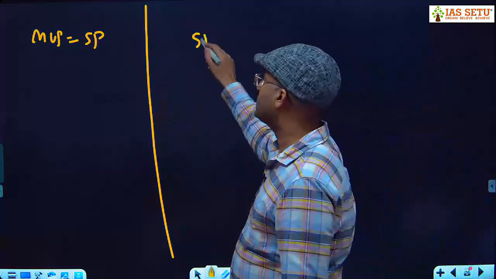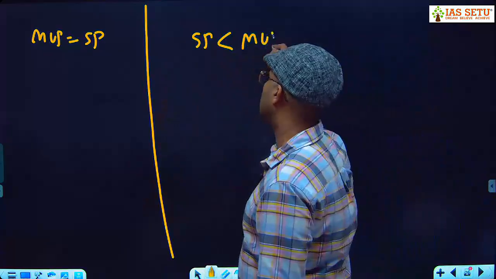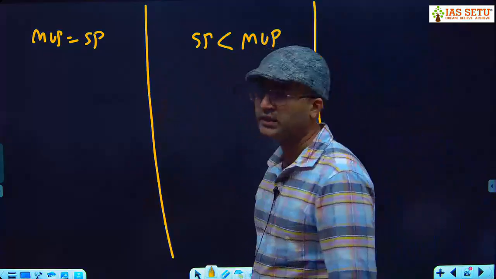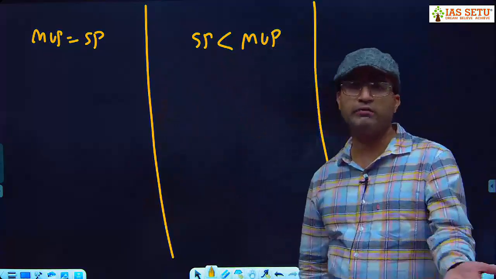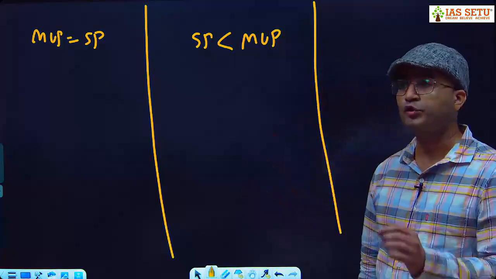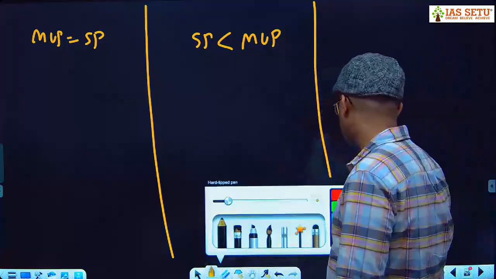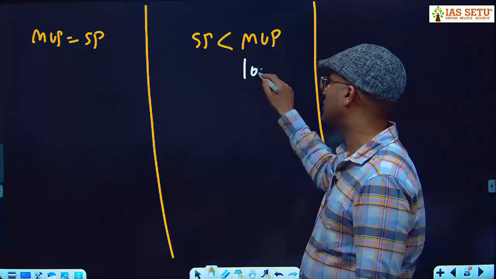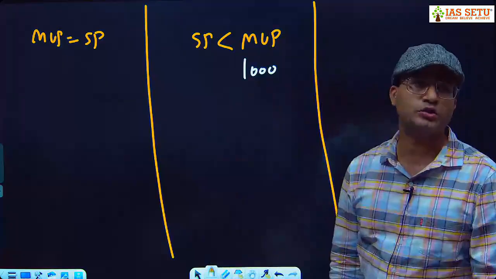Sometimes selling price is less than markup price. कभी कभी selling price markup price से कम भी होता है. Now you will have Dasara sale, Diwali sale. You can go to Karolbagh market. You find there is a shirt. Markup price on that shirt is 1000, but a discount is also given.